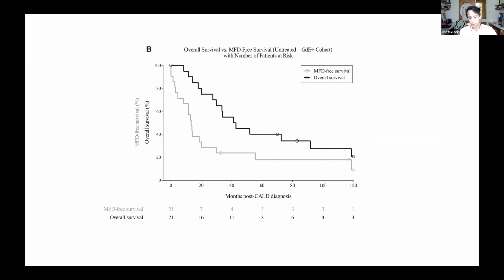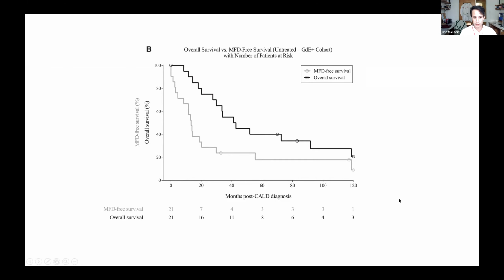This is work that was produced by the group out in Minnesota in 2018 that looked at the untreated natural history of cerebral ALD. Unfortunately, it is, as you know, neurologically devastating. This dark line here is overall survival. It's about 50% at 5 years. The gray line here is major functional disability-free survival. So patients do get sick early and can succumb to the disease.